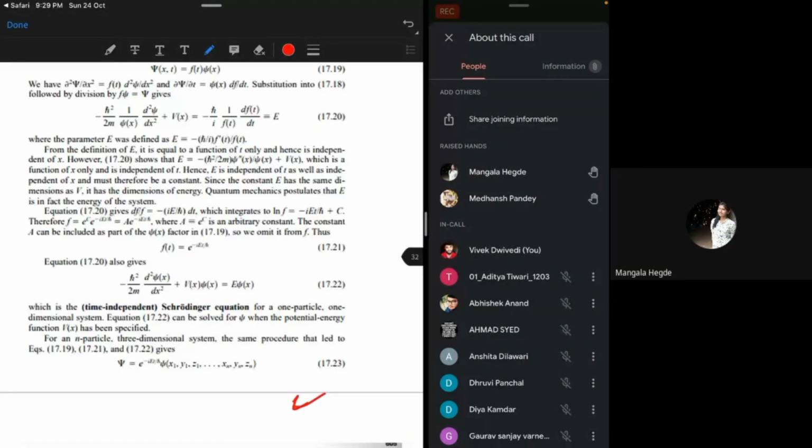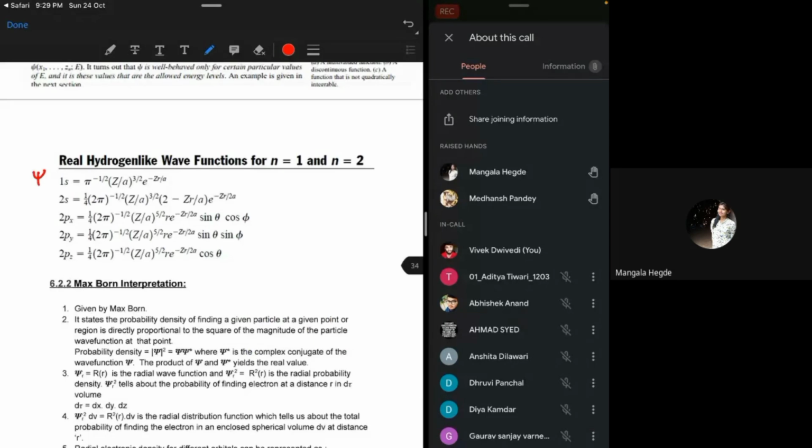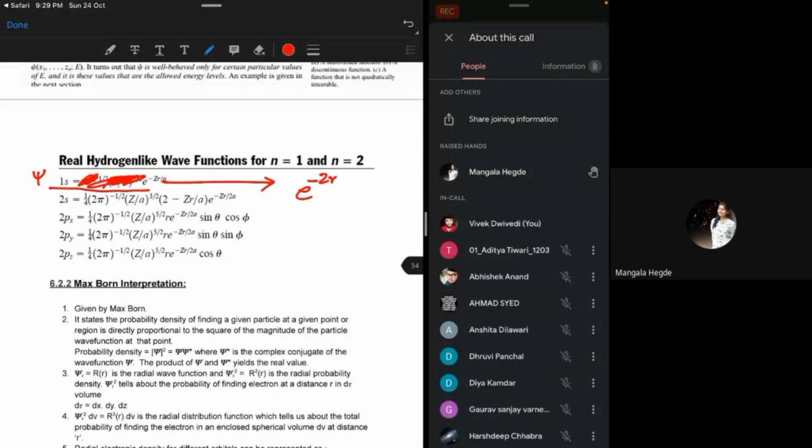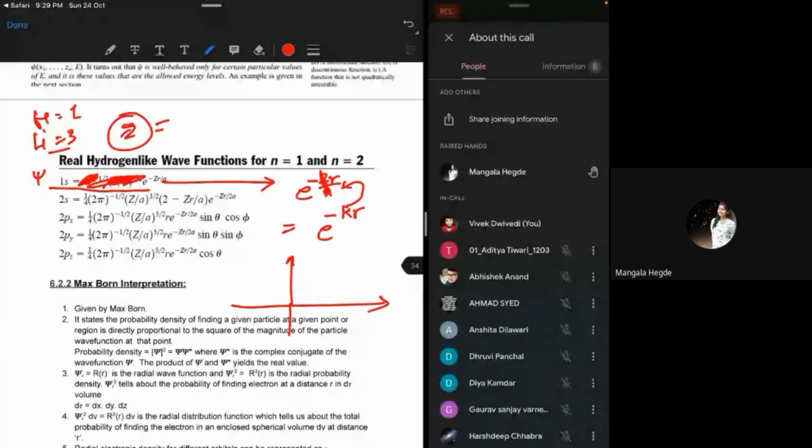Okay, after that, the psi 1s you got is this, right? This is constant, this is constant, this is constant, all of this is constant. What is left? E power minus Zr upon a, right? Now Z upon a is also constant. What you get is e power minus kr, right? K is constant. Z is the atomic number, which is constant. Let's say if we talk about hydrogen, it will be 1. If we say lithium, then it will be 3. So Z is a constant for a particular element.